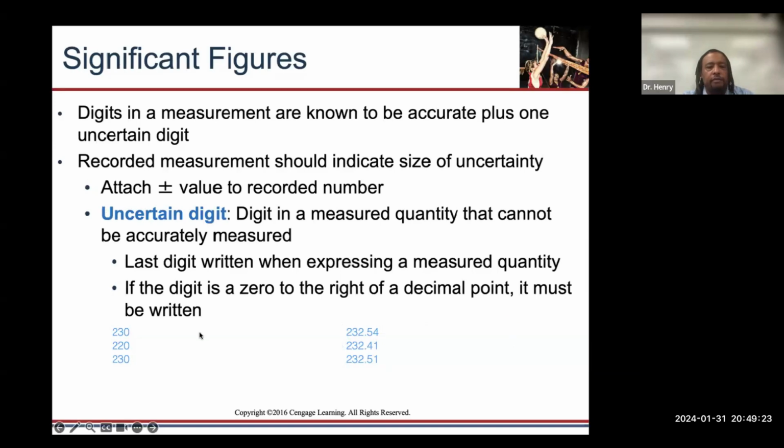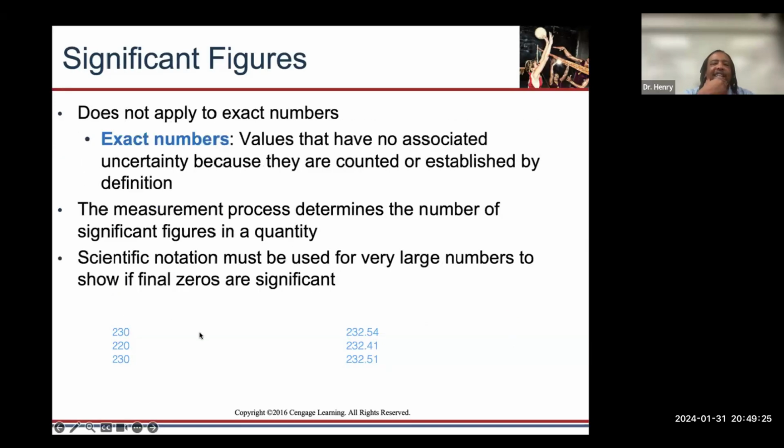Let me see if I can explain it a little differently. When we talk about exact numbers, things that we know are absolutely exact, we don't use significant figures. We don't apply them to those things, okay?